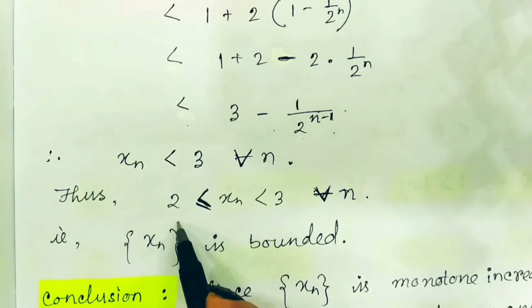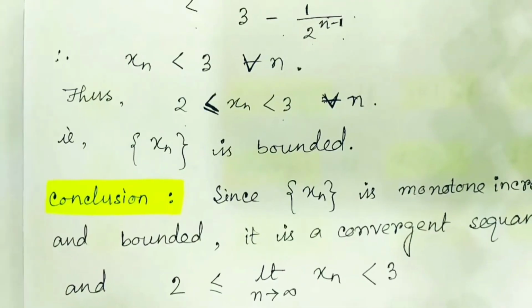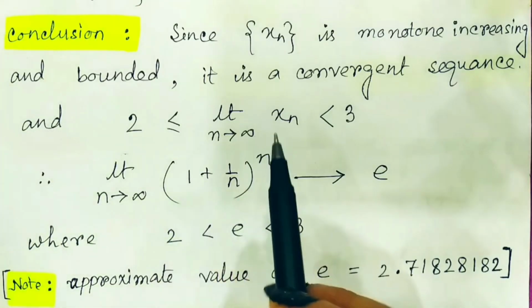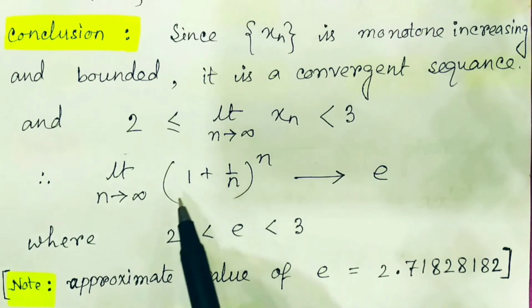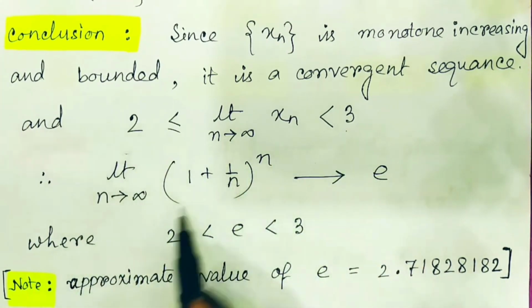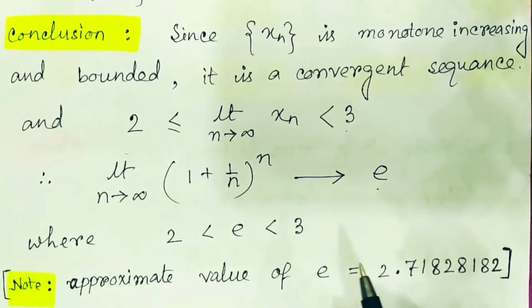Hence we find that the lower bound for xn is 2 and the upper bound is 3, so xn is bounded also. As we found, xn is monotonically increasing as well as bounded. From here we conclude that it is bounded and increasing, hence it is convergent, and it converges to a value which lies between 2 and 3. If we take the limit, it should converge to E, as we will find from the limit theory.